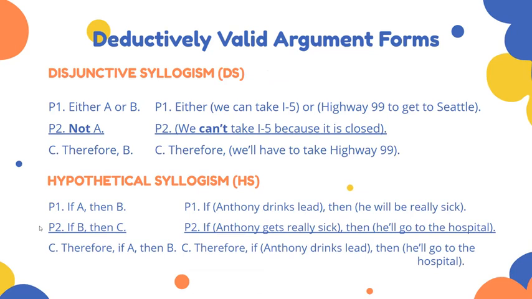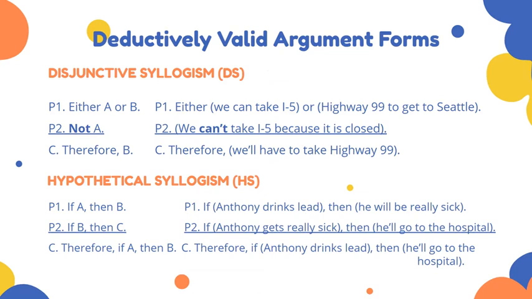Here's probably the most common deductive argument form or pattern, and it's the disjunctive syllogism. We use this all the time in everyday contexts where we present a choice, a disjunctive statement, either this or that, not this choice, so we're left with the other choice. So either we can take I-5 or Highway 99 to get to Seattle. We can't take I-5 because it is closed. Therefore, we'll have to take Highway 99. Or think of simple things like breakfast. Either we can have coffee or tea for breakfast. Oh, we can't have tea because I'm out.